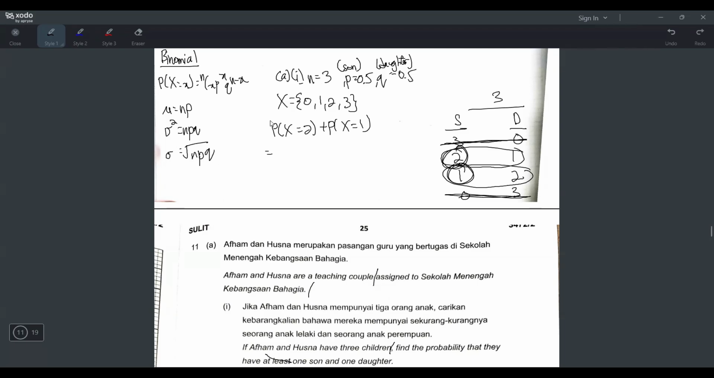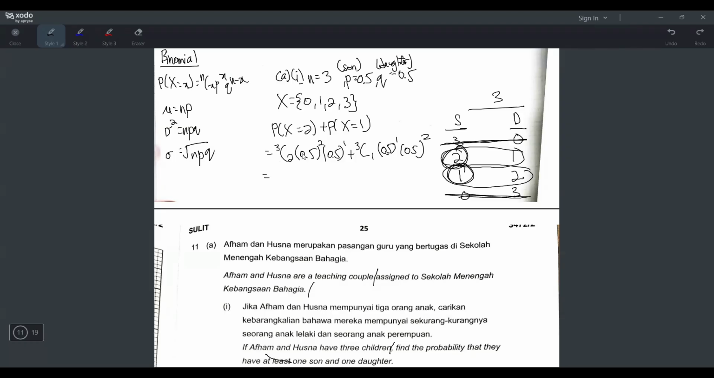Okay, all right. The formula is nCx, so 3C2, and then brackets. This one goes into P, this one goes into Q, and this one is power 2, power 1. Okay, next one, same thing, 3C1, 0.5, 0.5, power 1, power 2, and 3 minus 1. Okay, now we just press the calculator, and then we will get the answer.